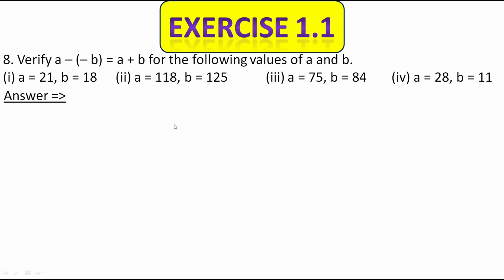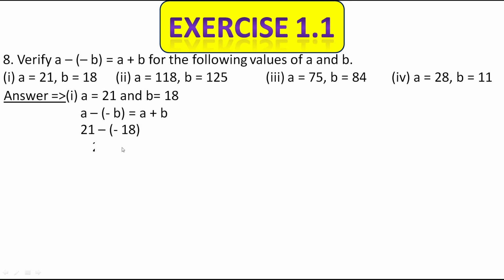In the first question, a is equal to 21 and b is equal to 18. Let's put the values of a and b in the first side, that is the leftmost side. As a minus sign is there in between, we have to change the sign of the next digit. Then it will become 21 plus 18, which is equal to 39. Here a plus b is equal to this one, so we are getting again 39. So LHS is equal to RHS, therefore this equation is true for these two values.